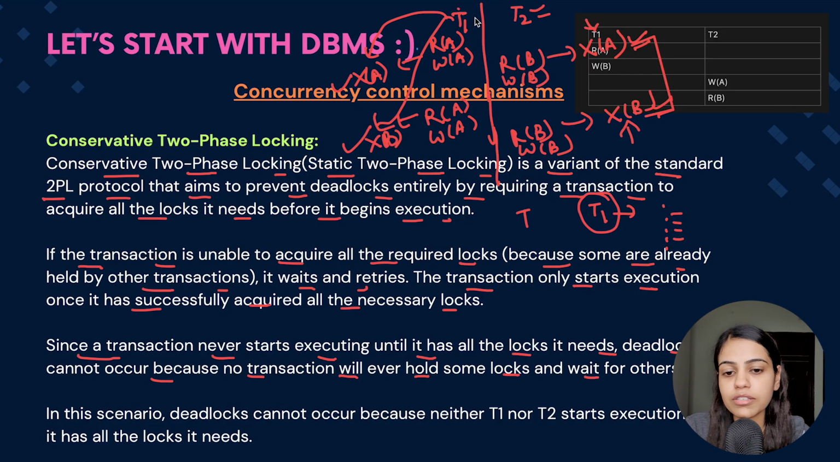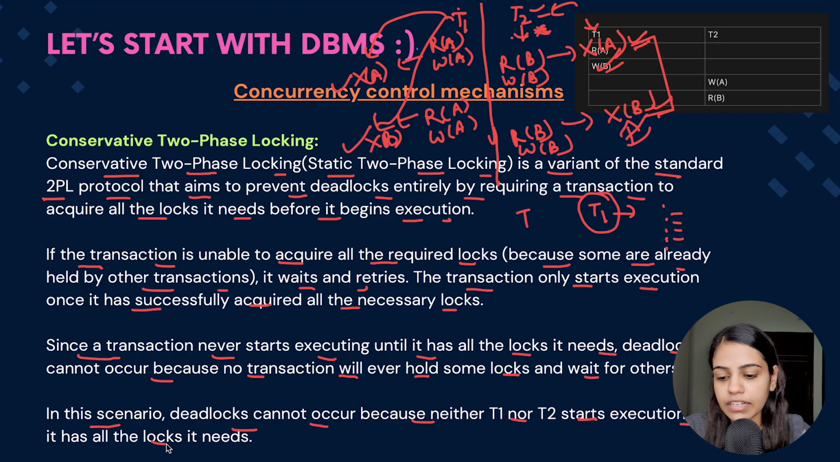It needs to wait for this particular transaction to get completed. Only then can T2 go ahead, start its execution and acquire the lock. Here T2 has not even started its execution, so how can it acquire a lock? There won't be any deadlock situation here, because T2 can't acquire any lock, since all the locks have been acquired by T1 and it needs to wait for them. So in this scenario, deadlock cannot occur because neither T1 nor T2 starts its execution until it has all the locks it needs.